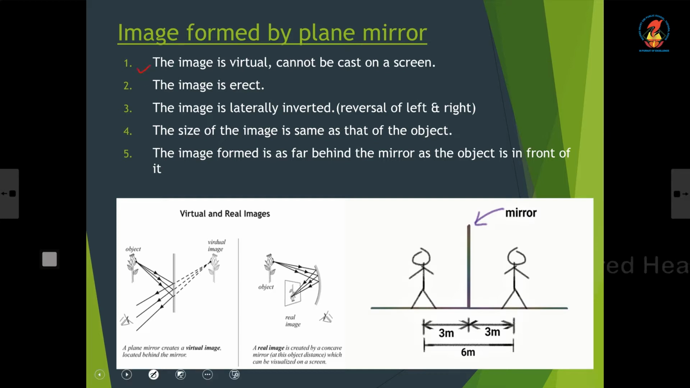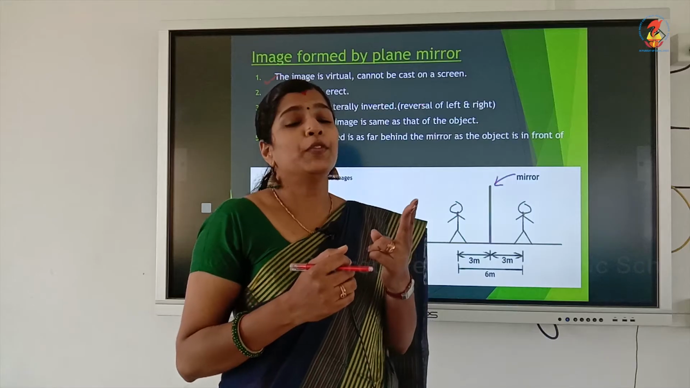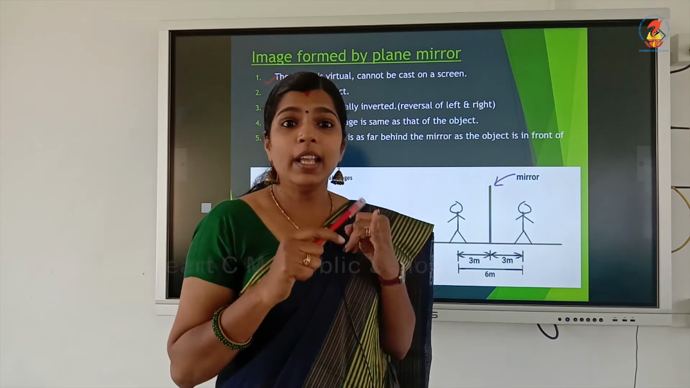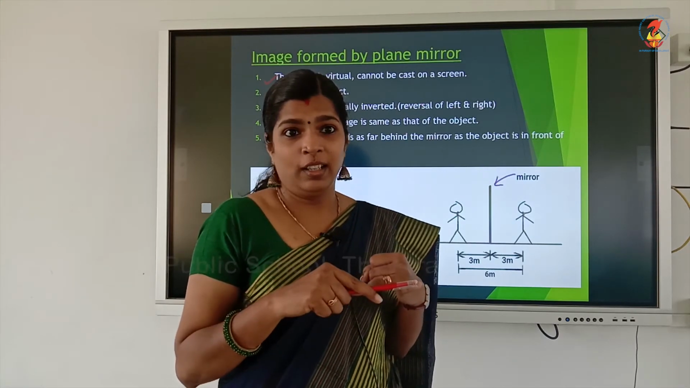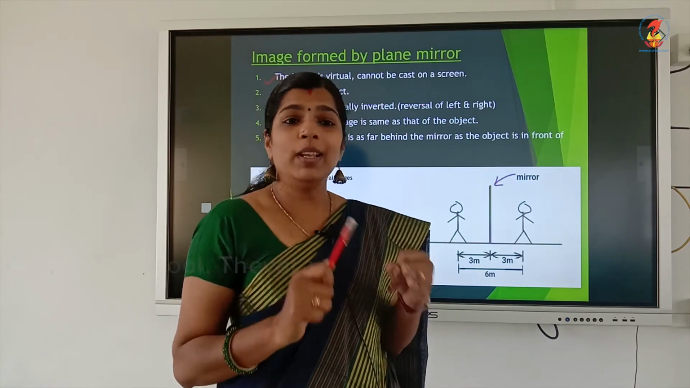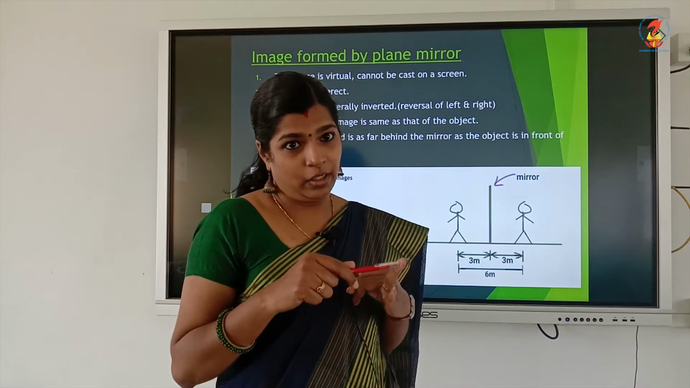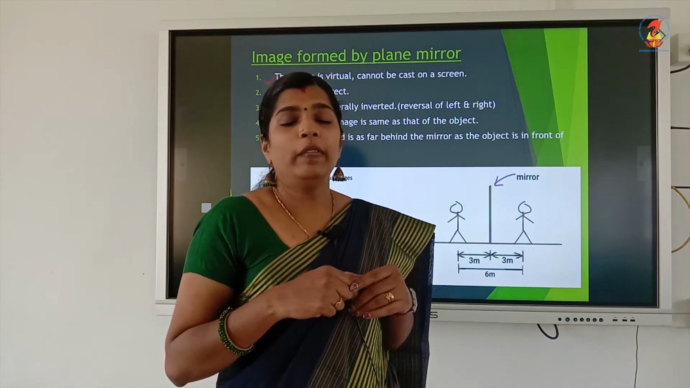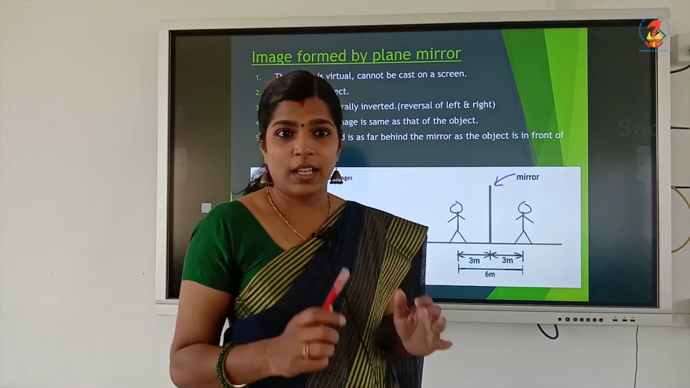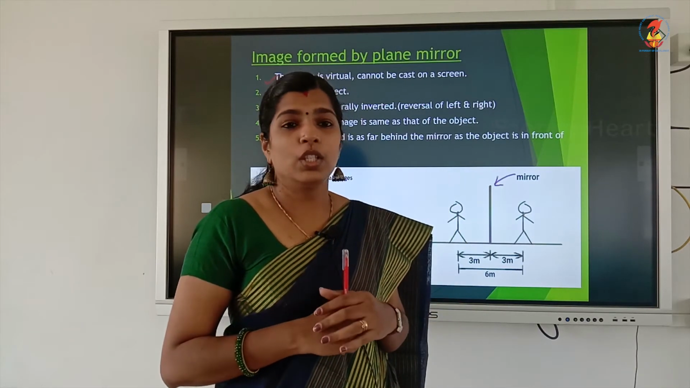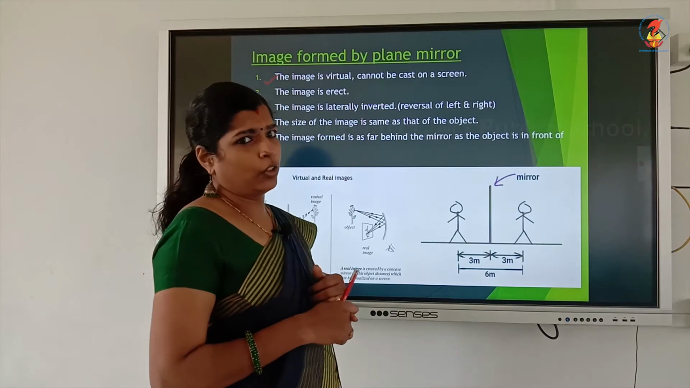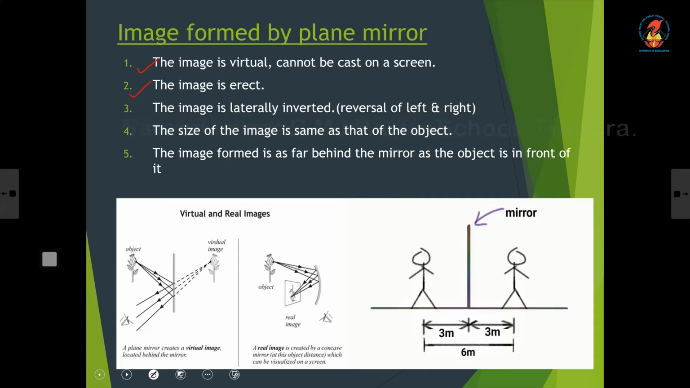First one, the image is virtual, which means it cannot be cast on the screen. There are two types of images: real image and virtual image. A real image can be cast on a screen or on a wall. A virtual image cannot be cast on a screen. The image formed by a plane mirror is a virtual image. We will not be able to cast that image on a screen or on a paper.